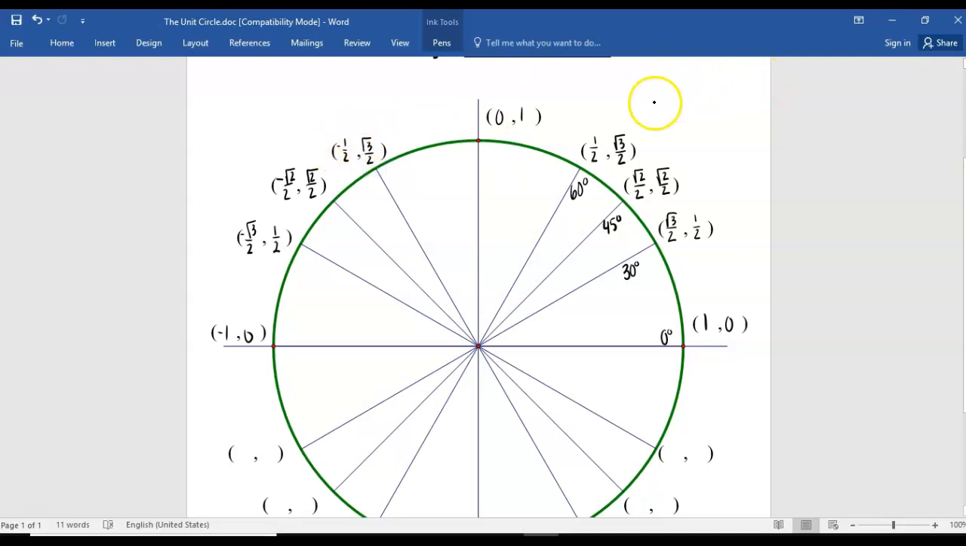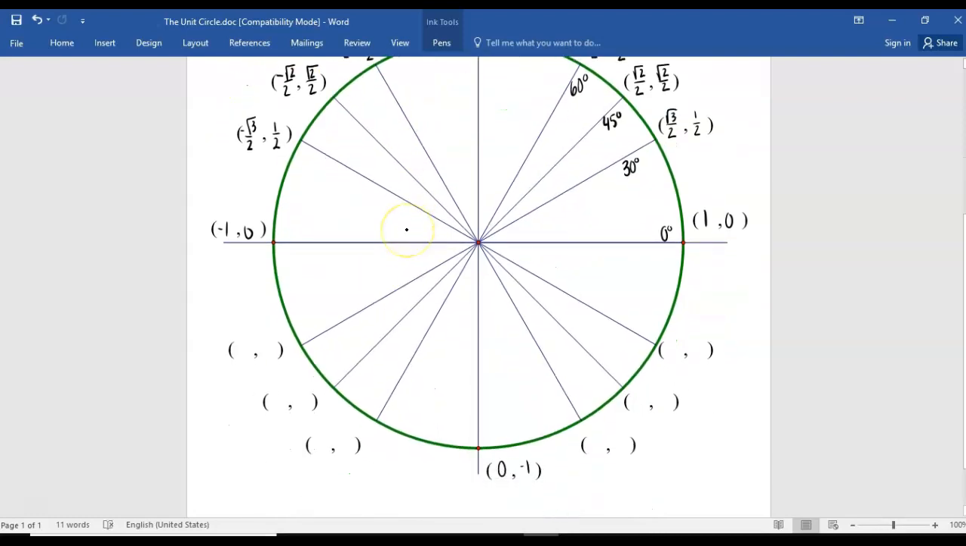Because if you remember for the quadrants over here, you should have a positive and a positive. Over here, if you're in the second quadrant, it's going to be a negative coordinate and a positive coordinate. Right here, you're going to have both negative, and right here, you'll have positive, negative.